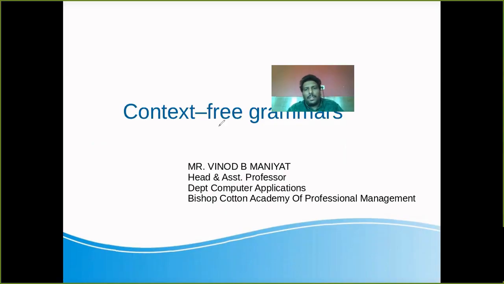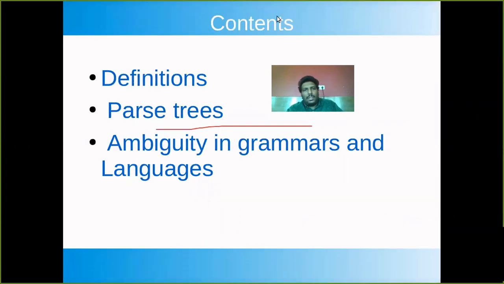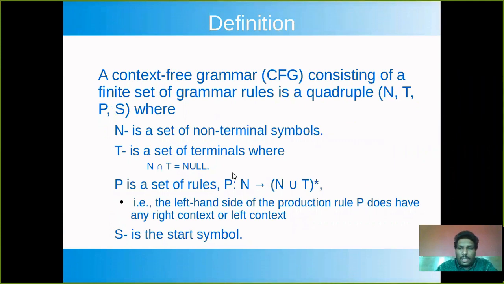Okay, context-free grammar. Today we are going to discuss a definition. Okay, I'll continue.